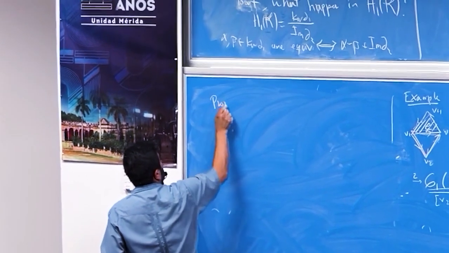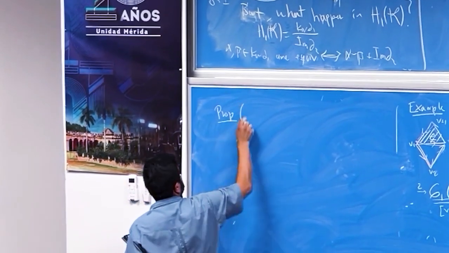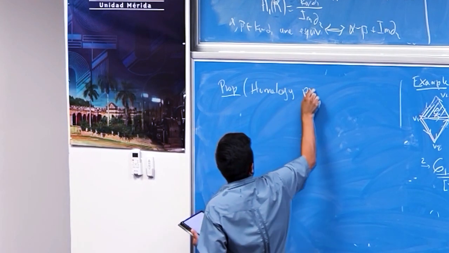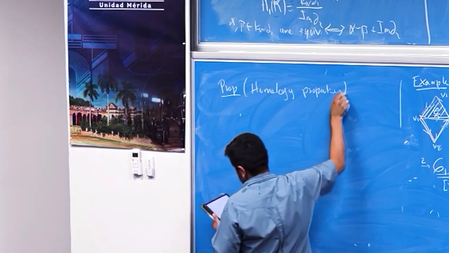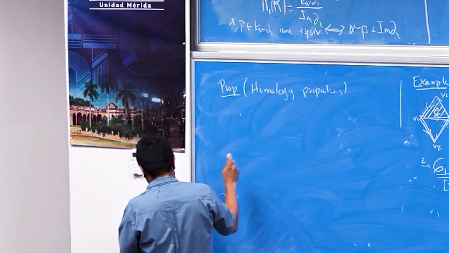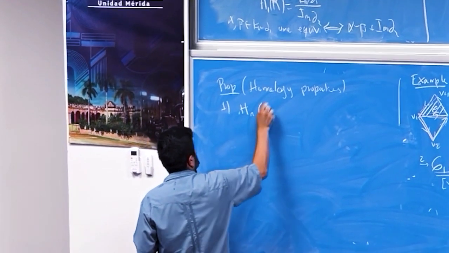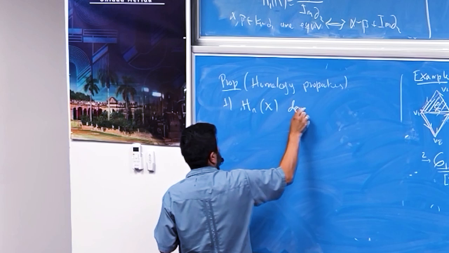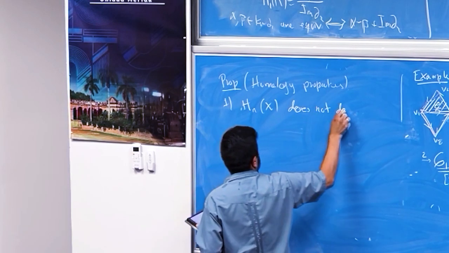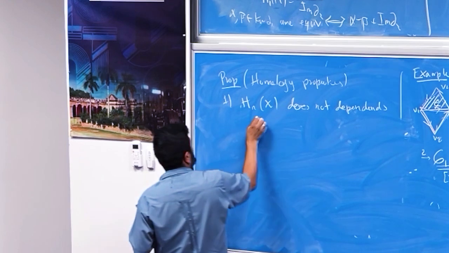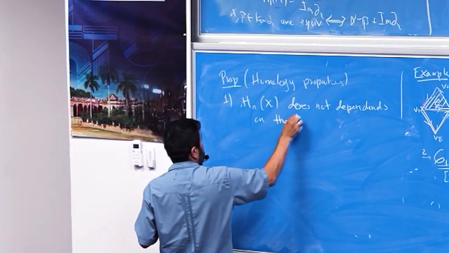So some properties of homology. The first one is that homology does not depend on the homotopy type.